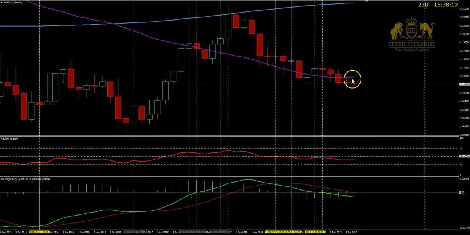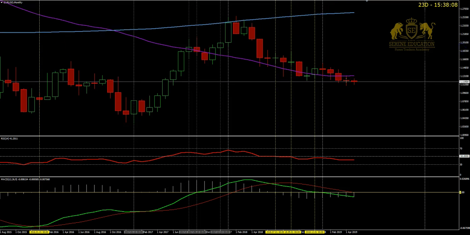So we finished the month of April with an indecision candle after the previous month, March, giving us a nice bearish candle below the 50 period moving average on this time frame. So if we look and see what is in order, we've got the 50 above price and the 200 above price. So trend direction is clearly still to the downside.